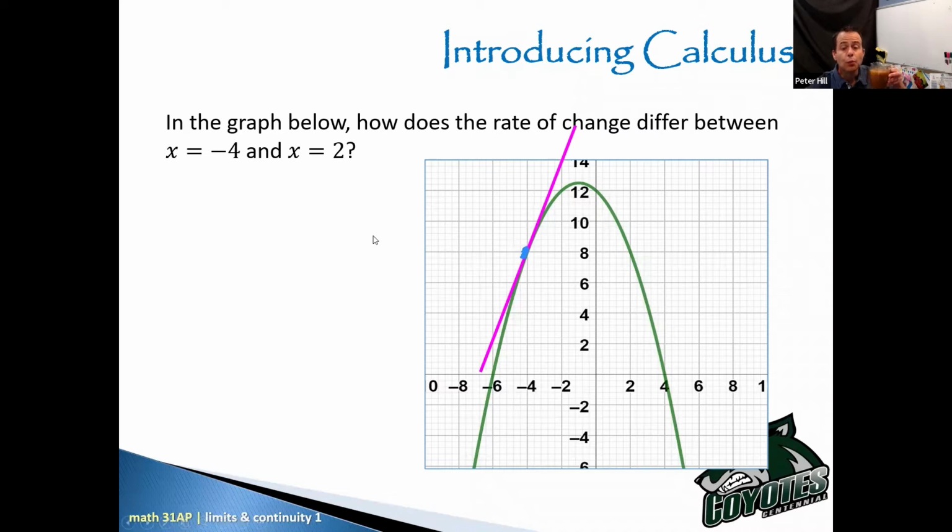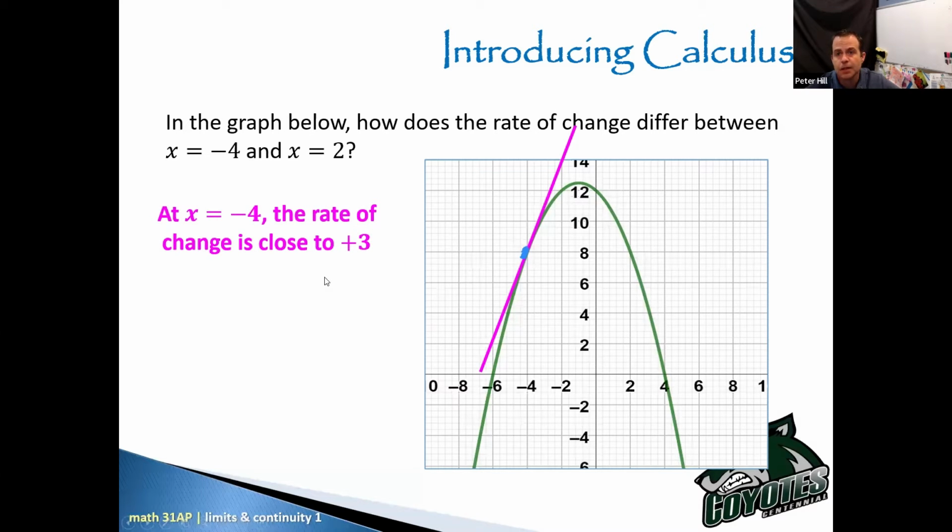Now, one thing I want you to be super comfortable with, no matter what your picture looks like, you would want to tell me right now that that slope is positive. If we were going to estimate what that slope is according to my line, it looks like 1, 2, 3. It looks like it's about 3. So at x equals -4, the rate of change is close to a positive 3.